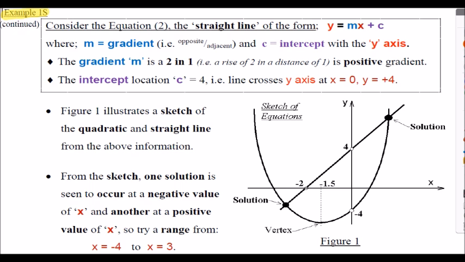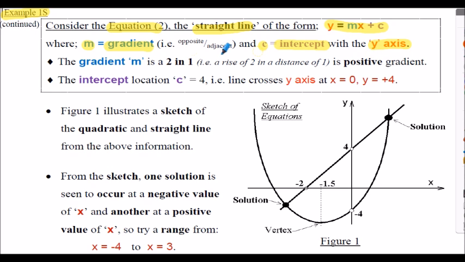Example 1s continued. Let's now consider equation 2, which is the equation of the straight line, and that has the form y equals mx plus c. Again, from previous work, we know that the m in the linear equation relates to the gradient or the slope, and the constant c relates to the intercept of the line with the y-axis.